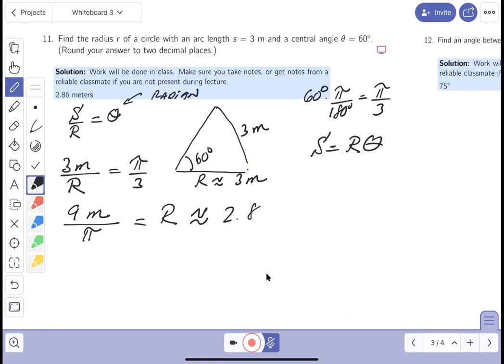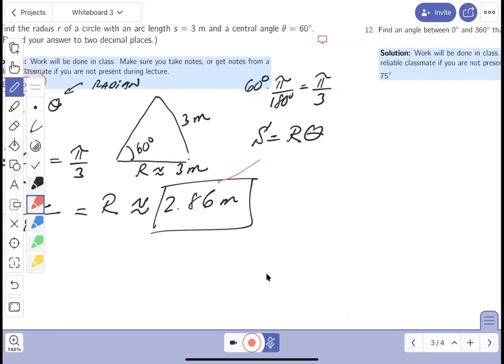They want 2 decimal places, by the way, 86. All right. Let's see if we got that answer. I'm seeing the answer over here. Okay, let's go to number 12.